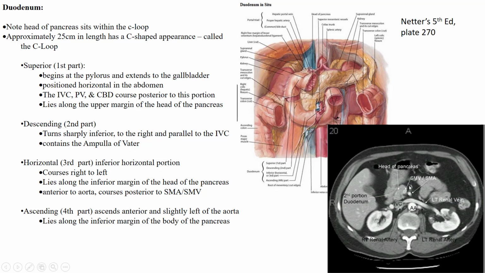And here, in this image here, you can see the SMA and the SMV. You can see the head of the pancreas, and you can see the second portion of the duodenum, or this descending portion over here, wrapping around the head of the pancreas. The IVC is posterior, the aorta is posterior, and the duodenum would wrap around here in between the SMA, the SMV, and the aorta.